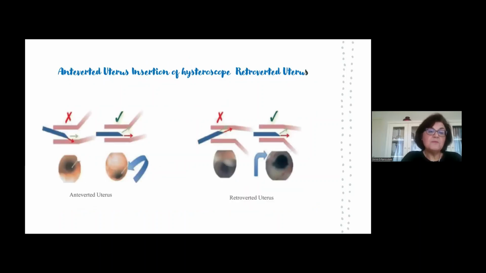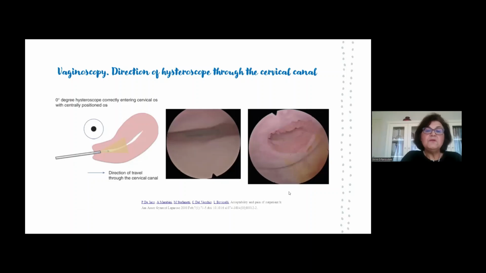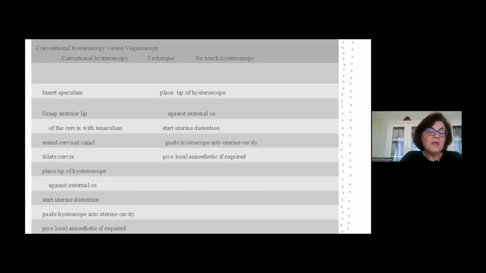This is a picture of correct passage of the hysteroscope in the anteverted and retroverted uterus. Here is a picture of correct passage of the hysteroscope during vaginoscopy, direction through the vagina and the os of the exocervix. Here we can compare traditional conventional hysteroscopy with non-touch hysteroscopy.